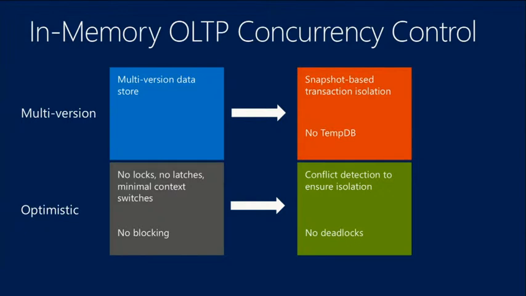Now also, because we work like this, because when there is a conflict, you just fail, we cannot have deadlocks. Well, okay. Obviously, you would say because we don't have locks, you cannot have deadlocks.